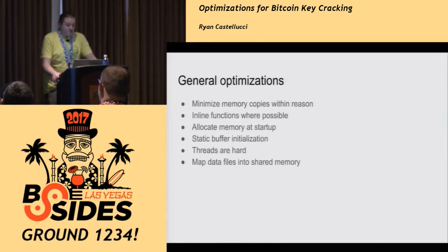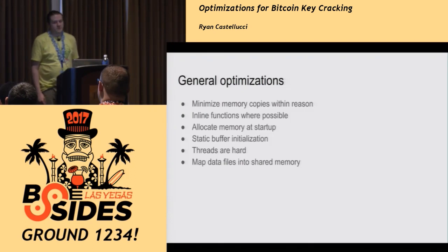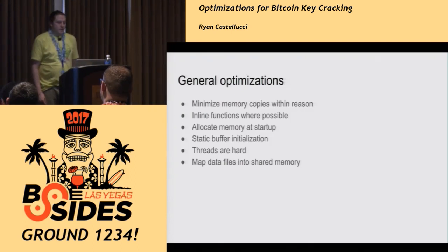I have a lot of general optimizations in Brainflare. Most of it is pretty boring standard C optimization. Minimize memory copies, inline functions, allocate all of the memory at startup because malloc is slow. Statically initialize buffers for values that don't change much or that are partially reused. I decided I wouldn't bother implementing any sort of threading because message passing is a pain in the ass.